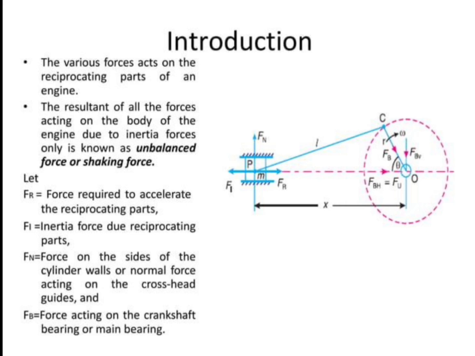Let Fr be the force required to accelerate the reciprocating part, and Fi the inertia force due to reciprocating motion. For the accelerating force, we can decelerate the engine; the force that happens in the engine at that time is called inertia force. Then Fn, the force on the side of the cylinder wall or normal force acting on the crosshead guide. And finally Fb, the force acting on the crankshaft bearing or main bearing. These are all the forces acting on the engine.